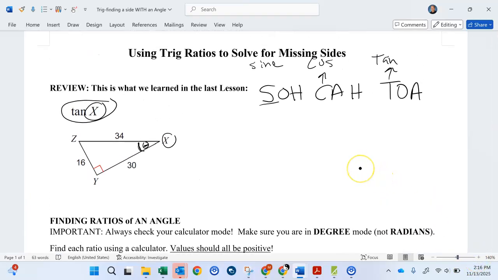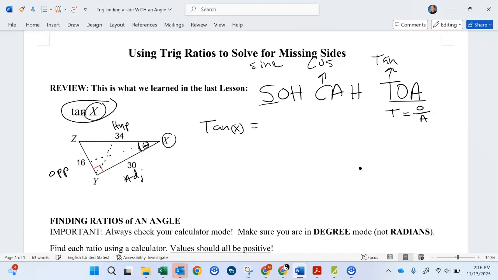So what's the opposite? Opposite of this angle is over here, so this is going to be the opposite. Hypotenuse is always opposite the right angle of this right triangle, so that's the hypotenuse. And this 30 would be the one that's left over, the adjacent. So we want to get tangent of x. We know that tangent of angle x is equal to this one.